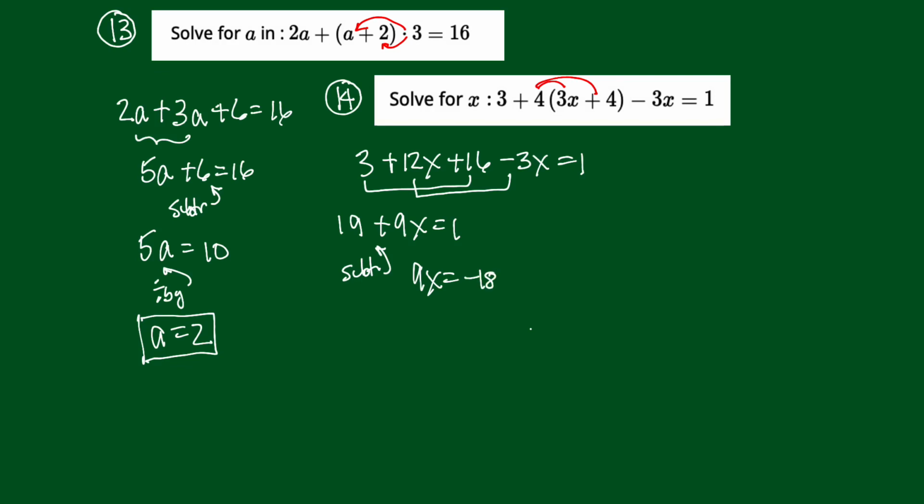Okay, looking pretty good. Now what I'm going to do is eliminate this 9. I'm going to divide by 9. Divide by that 9. 9 over 9 is 1. I get 1x equals, now, negative 18 divided by 9 is negative 2. And I'm going to claim that that is the answer.